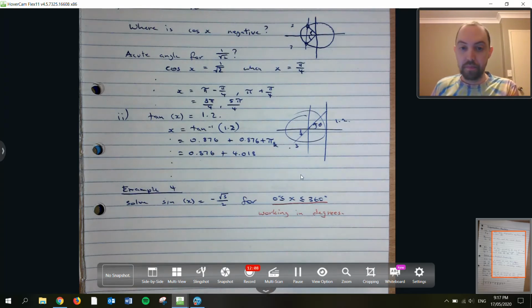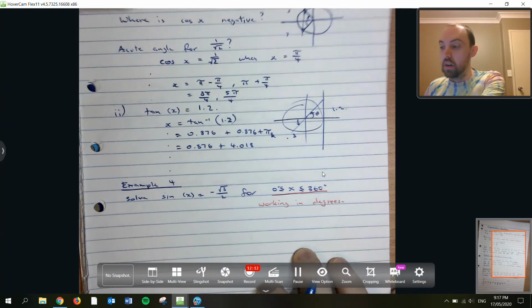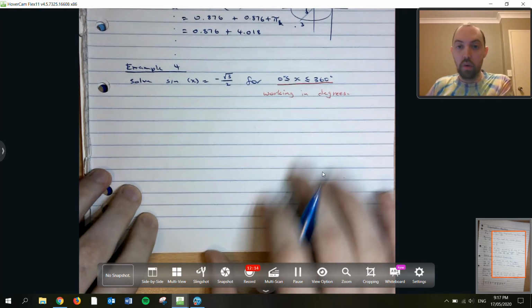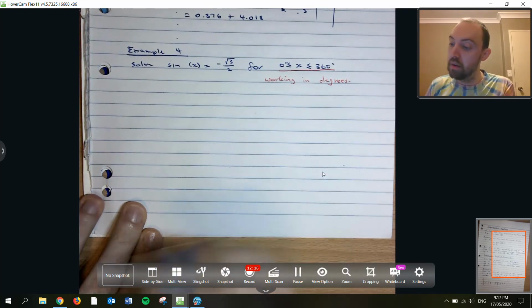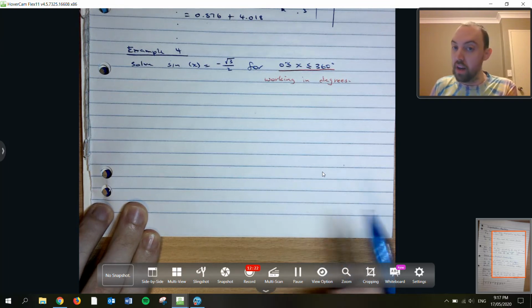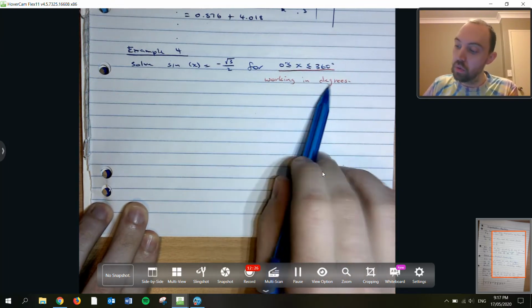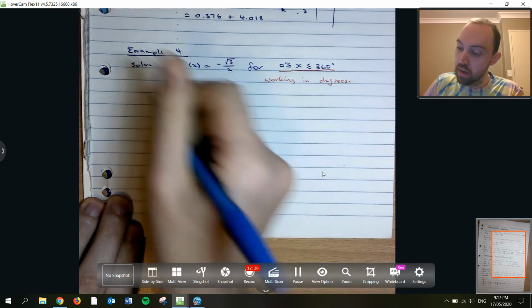Alright. So those are two solutions there using the period of tan. Okay, example 4. Man, time goes quickly. Solve sine x is equal to negative √3 on 2 for 0 less than x less than 360. Now, because our domain is given in degrees, we are working in degrees.